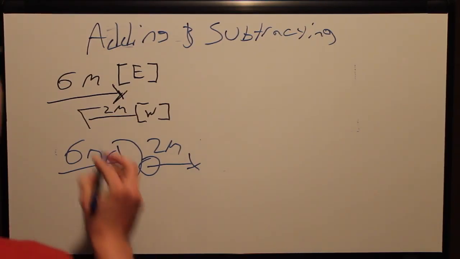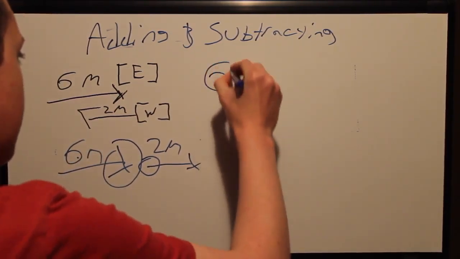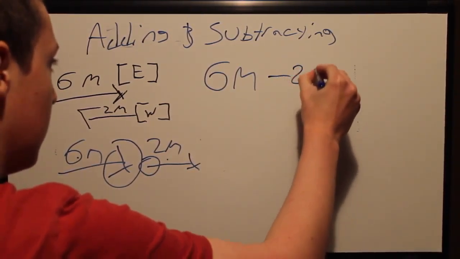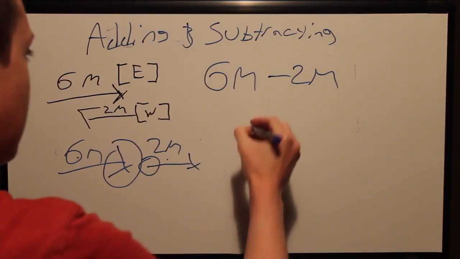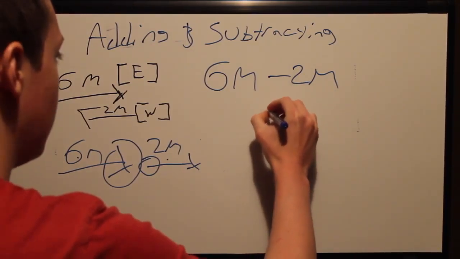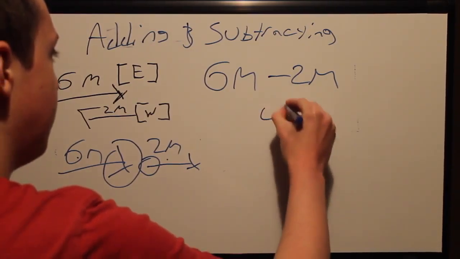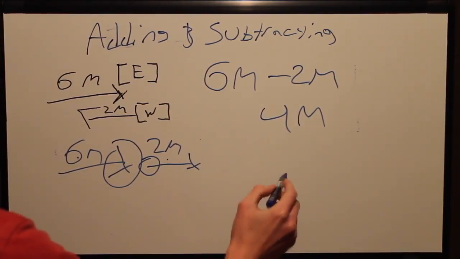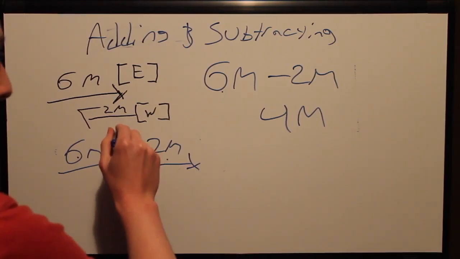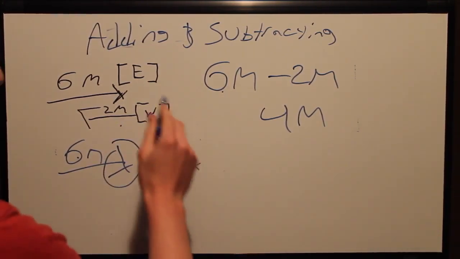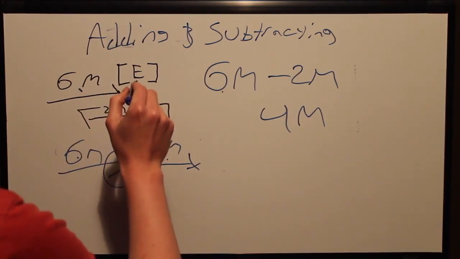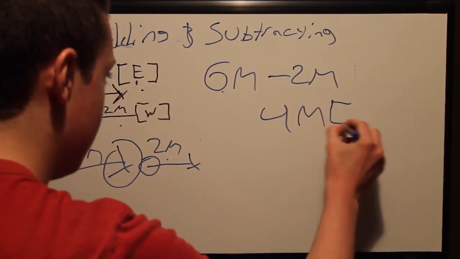So now here's what you do. You take the bigger one, you make it positive, since it is bigger. You take the smaller one, you make it negative, since it is smaller. And you add normally. 6 minus 2 equals 4 meters. Okay? Now, since 6 is bigger than 2, the direction will be east, since 6 meters is attached to the east direction.